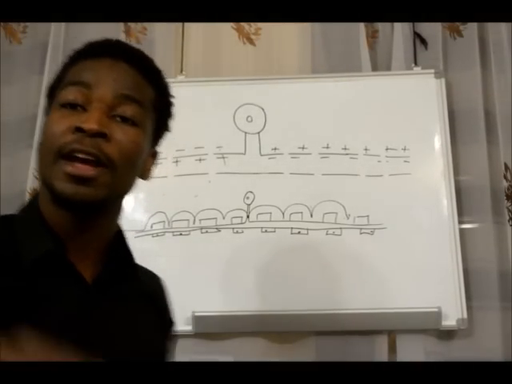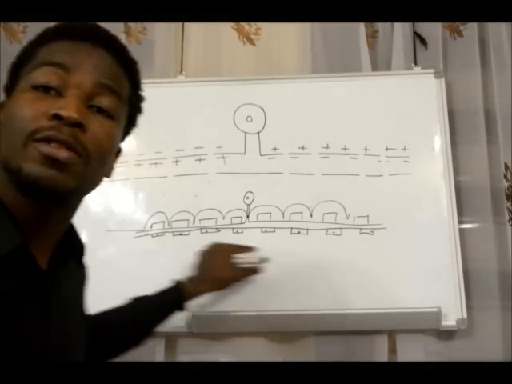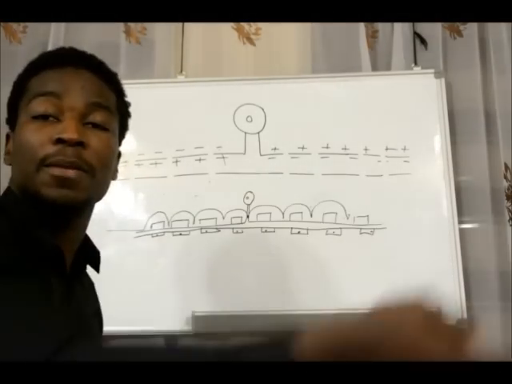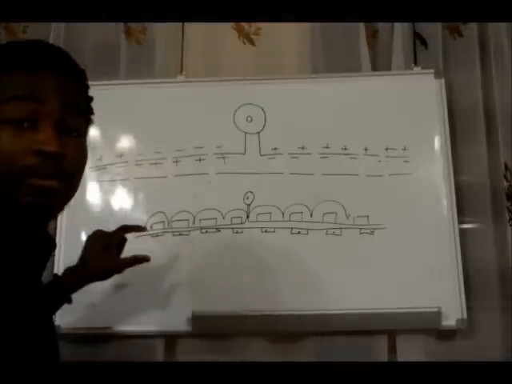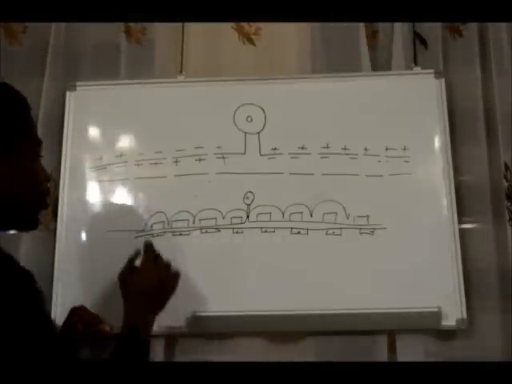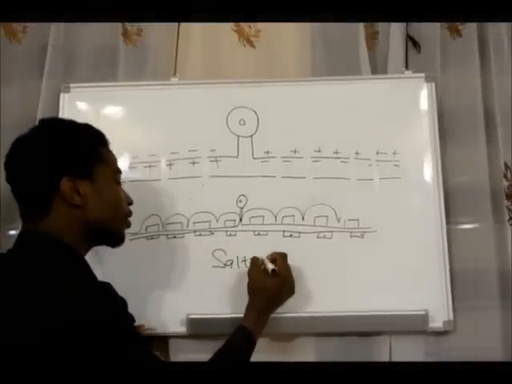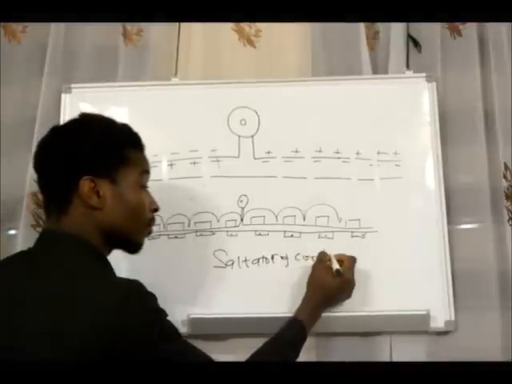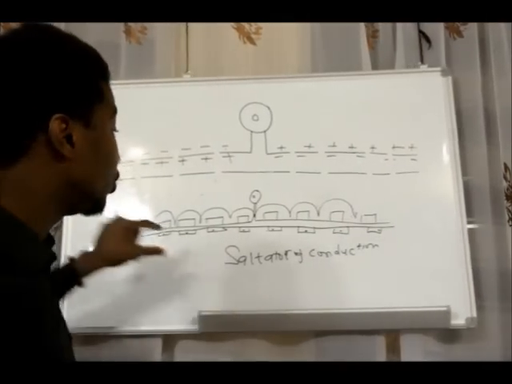In a normal nerve, this impulse is supposed to travel through the whole length. But because of this myelin sheath, it does not have to travel through the whole length. It keeps skipping because it cannot pass through the places covered by myelin sheath. So we call this kind of conduction saltatory conduction, from the Latin word salter. Salter means to jump. So it jumps.